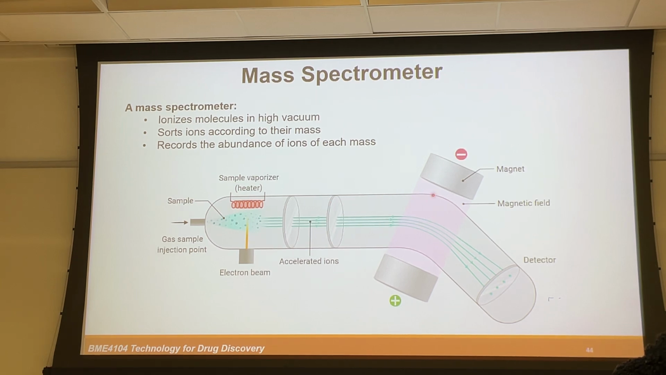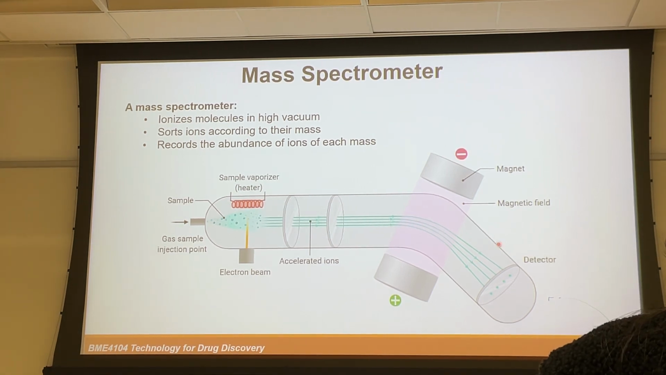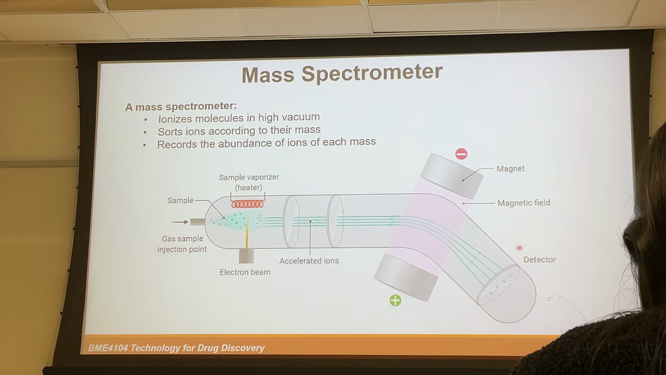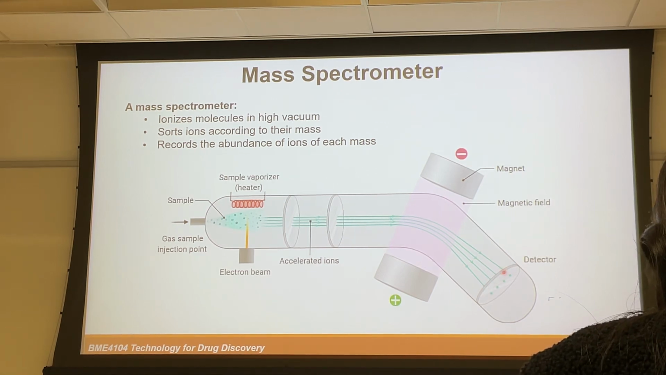When they travel to here, there is a magnet creating a magnetic field. From physics, a charged molecule going through a magnetic field feels the Lorentz force, which bends its path. Based on their charge and their weight, they will be bent to different extents. Basically, based on how bent their path is, they will hit at a different location on the detector. So you can infer from the location on the detector their charge-to-mass ratio.